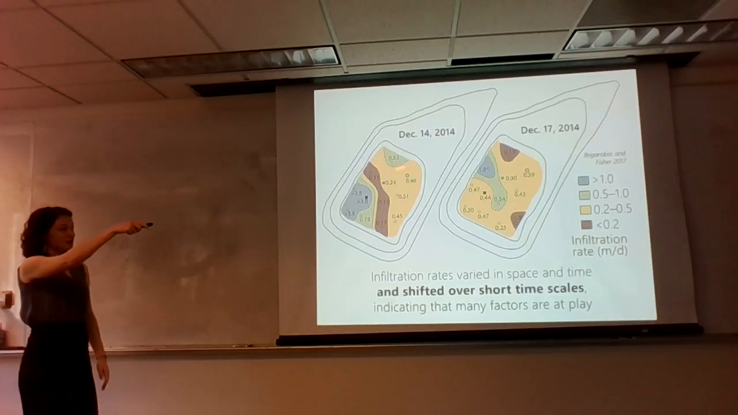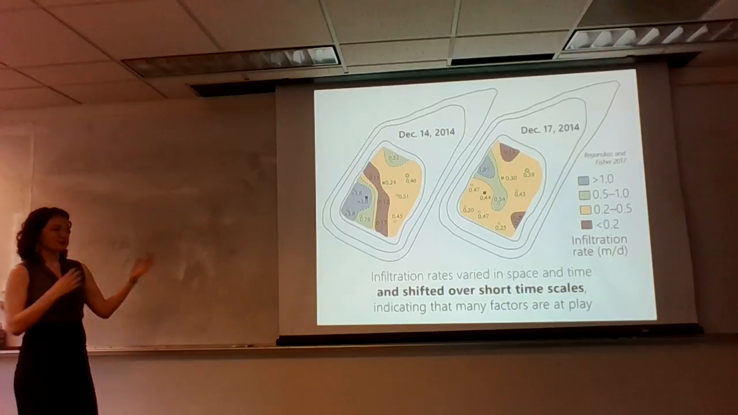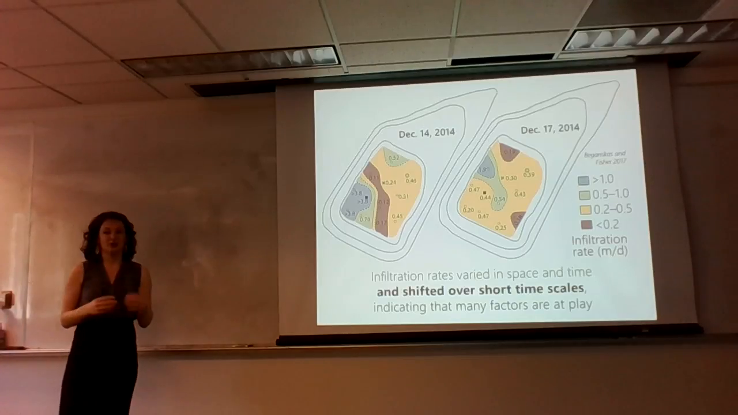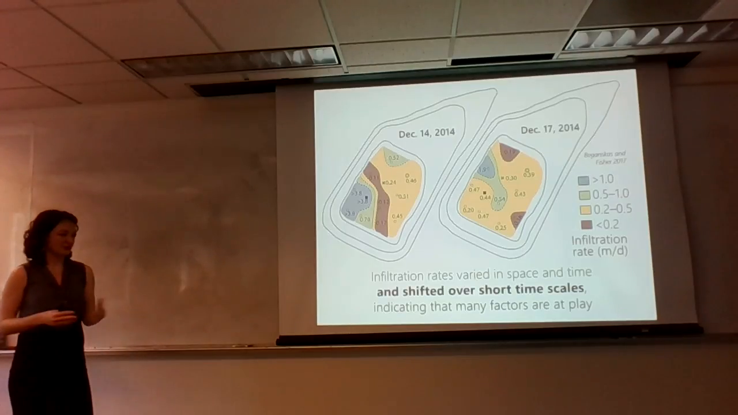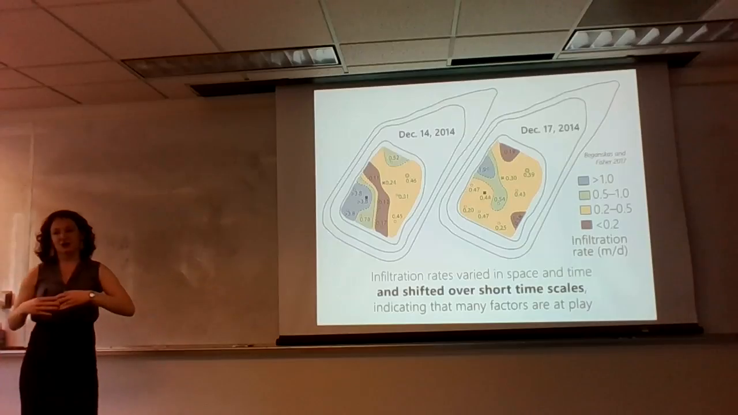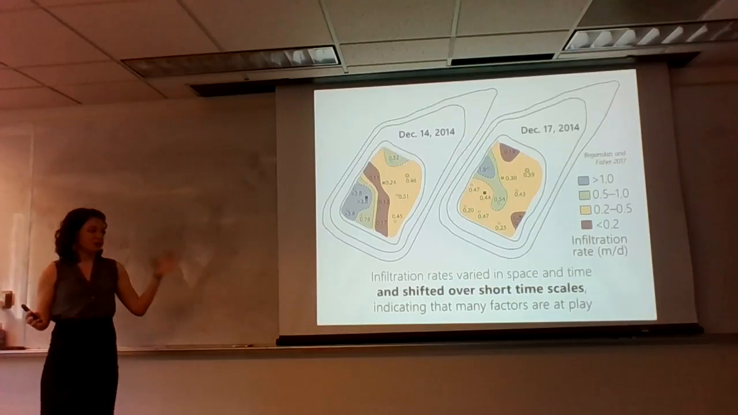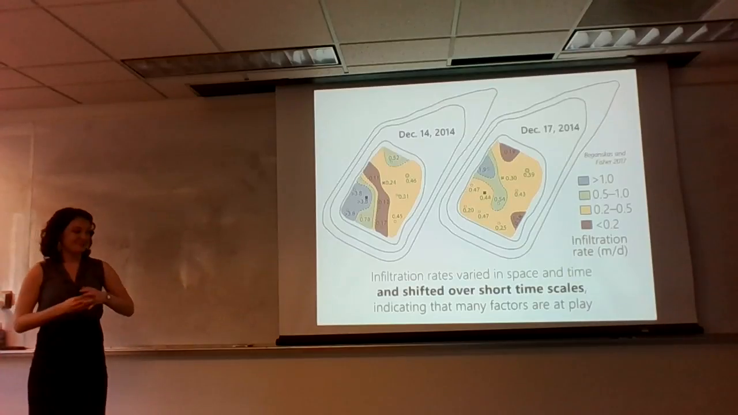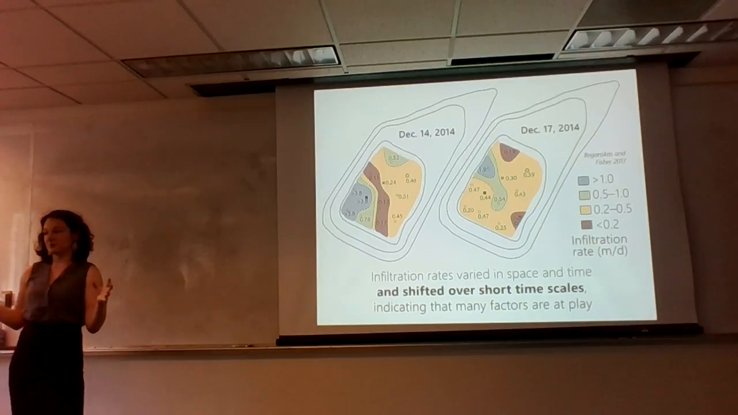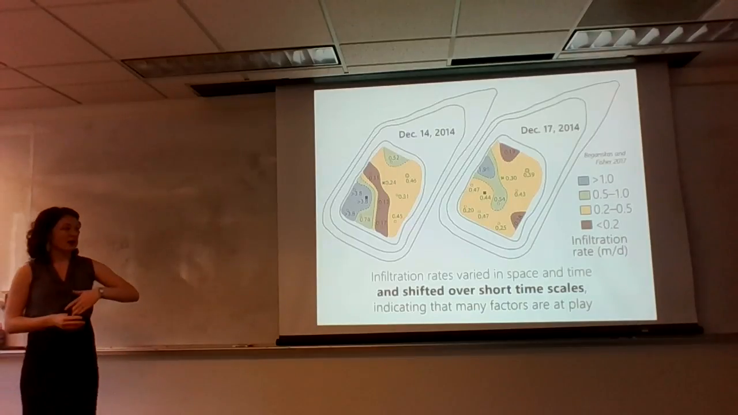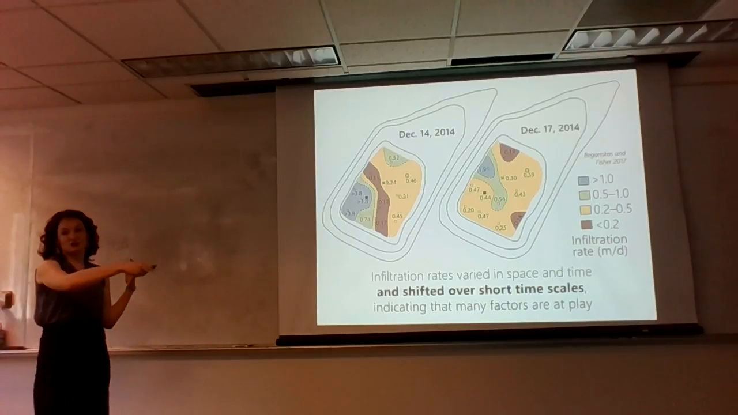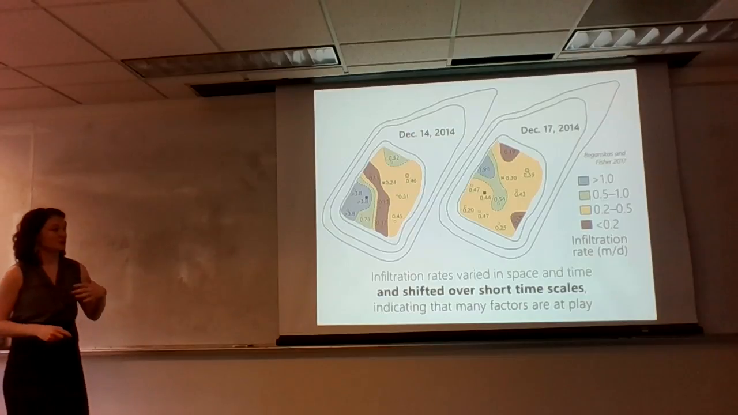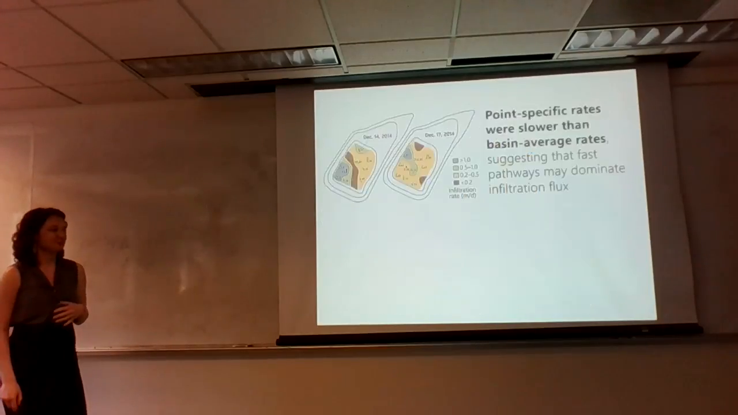Now pick a few locations and compare how the infiltration rate changed on December 14th compared to a few days later. There's often really big shifts at the same location, up to an order of magnitude over just a few days. And that indicates that there are likely many factors at play controlling how these infiltration rates are varying. But it means that the long-term accumulation of fine-grained sediment might not be dominating at least these shorter scale fluctuations. And so fully understanding these dynamics is definitely an area for future work.